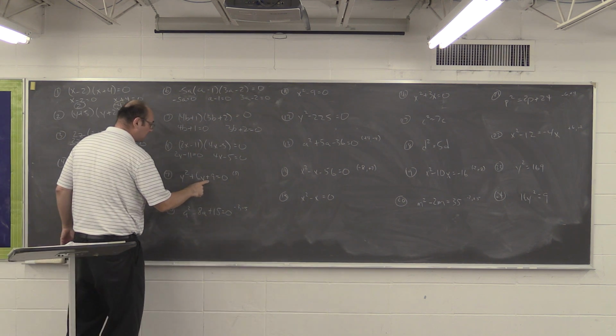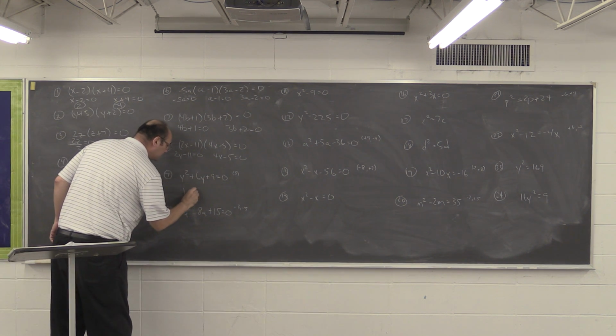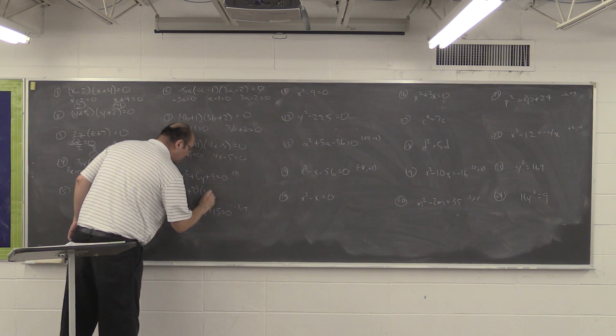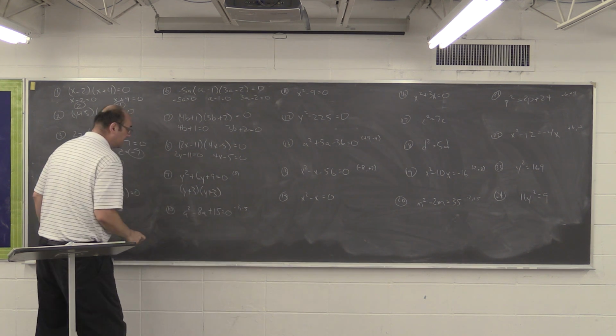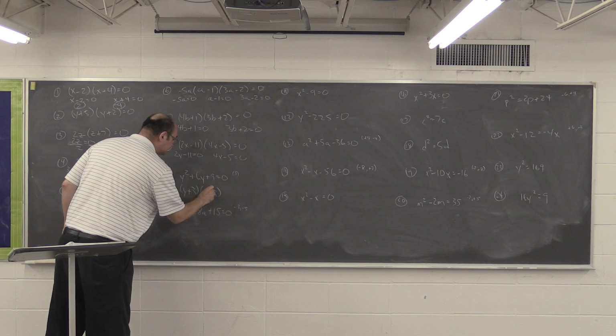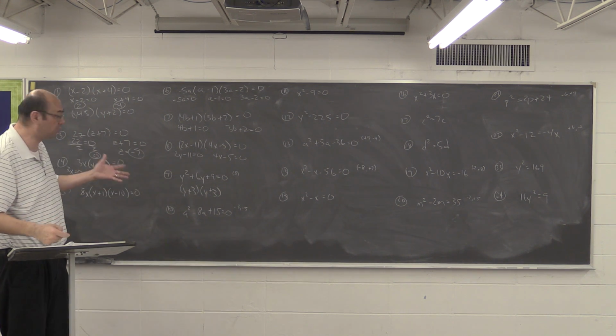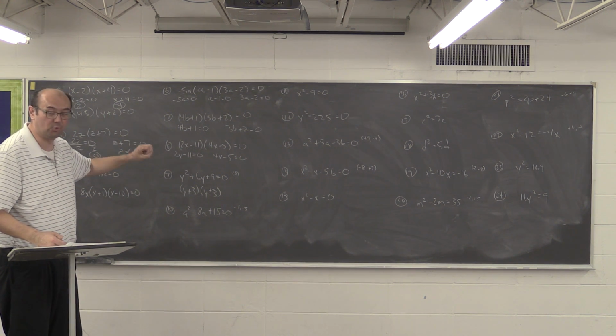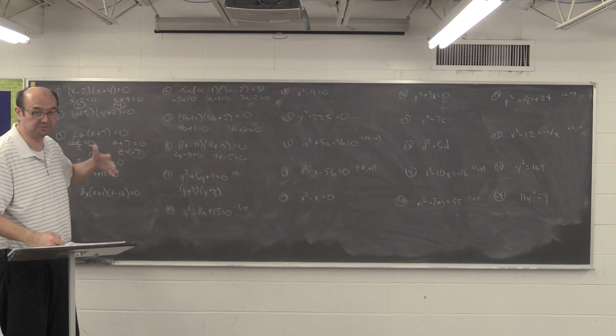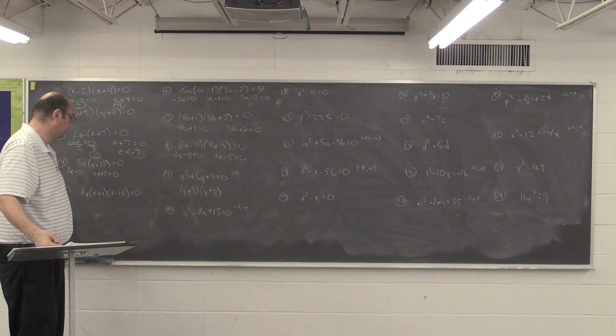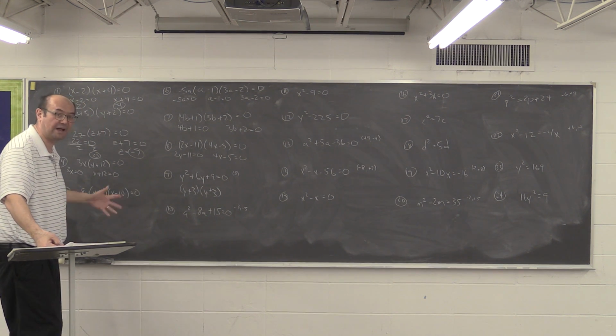Y squared plus 6y plus 9 is y plus 3 times y plus 3. You set each one equal to 0, but because it's the same thing, you only need to set one equal to 0, and you know what our answer is going to be. Y plus 3 is equal to 0, subtract 3 from both sides. All right? Number 10, we need to factor that.